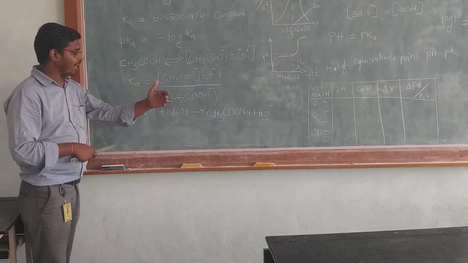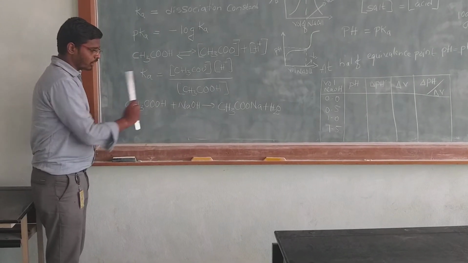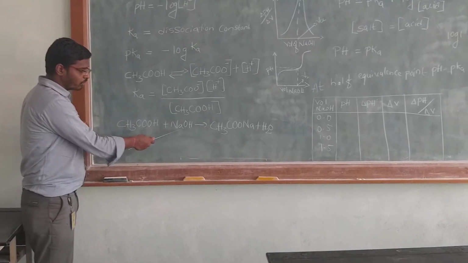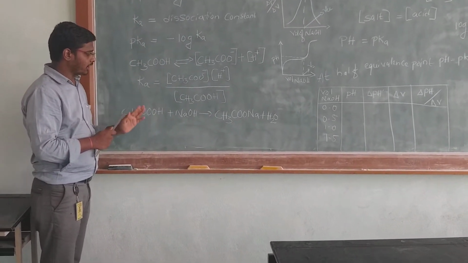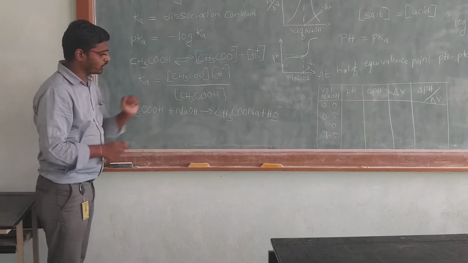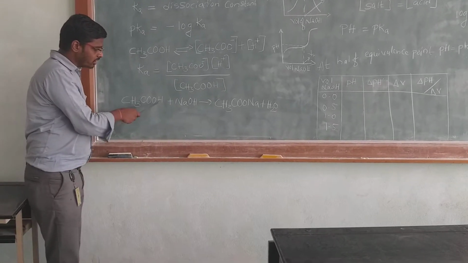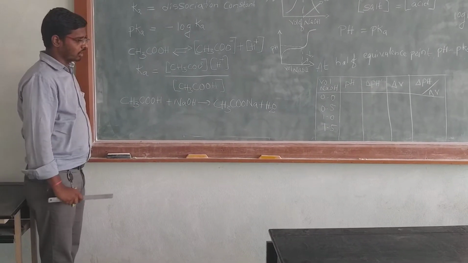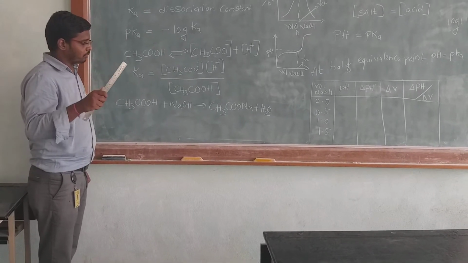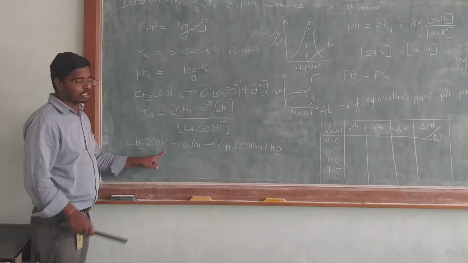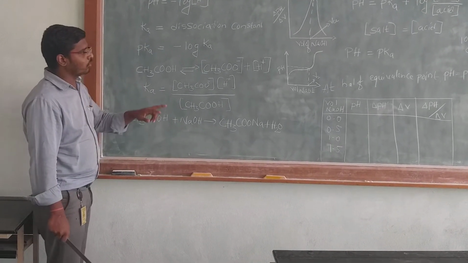Here the pH of an acid is varied by titrating against standard NaOH. When NaOH reacts with acetic acid, some amount of H plus ions react with NaOH and give rise to sodium acetate and water. Due to the decrease in the concentration of H plus ion, the pH value increases. So the pH value increases as the H plus ion concentration decreases. So we are going to note that down here.